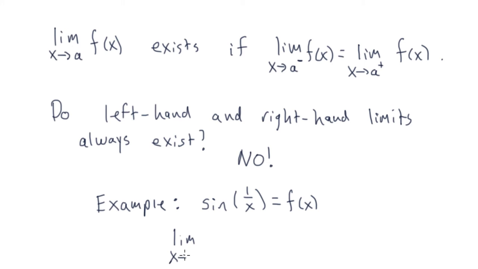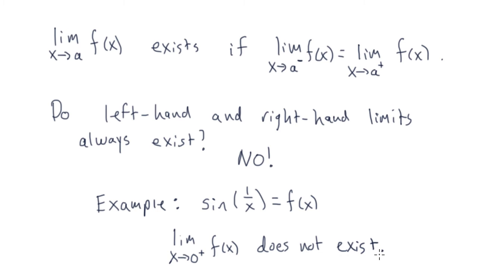The limit as x approaches 0 from the right does not exist. So we can't even start talking about the limit as x approaches 0, because the limit as x approaches 0 from the right of this function does not exist.